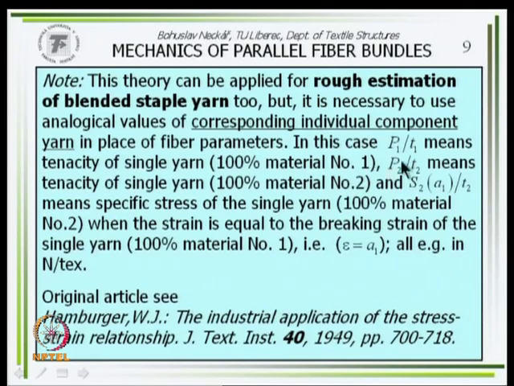On the place of P1 by T1, early, to this moment it was tenacity of fiber number one. We use the tenacity of single yarn from 100% of material number one. On the place of P2 by T2, now we use the mean tenacity of single yarn from second. Only from second material. And on the place of the value S2 A1 by T2, our earlier white point, which means a specific stress of the single yarn now from 100% of material number 2.